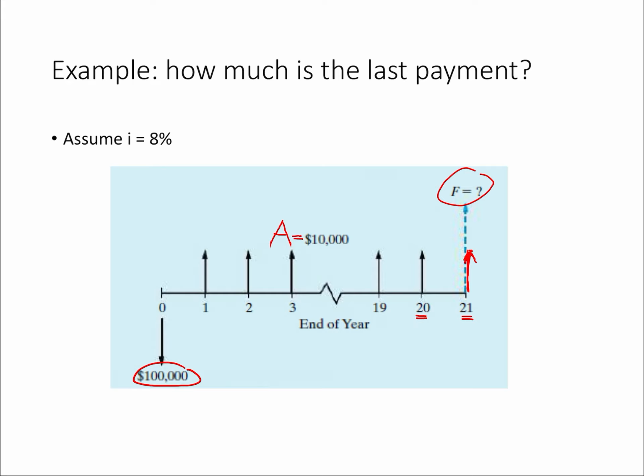So what is your F? How much do you need to pay at the end of the 21st year so that after all these annuities, you can pay off this 100,000 debt? Okay, that's the case. And we said, assume that the interest rate from the bank is 8%. All right.